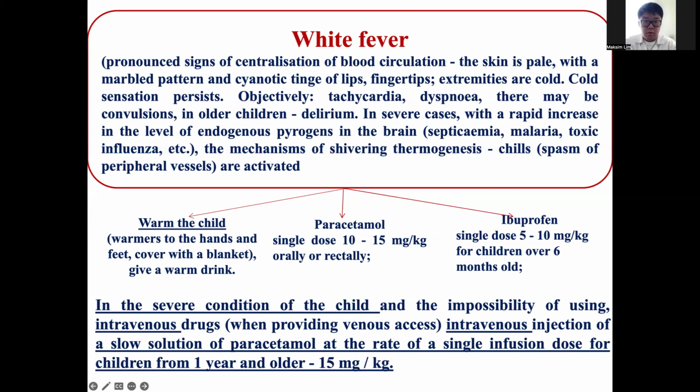In severe cases, with a rapid increase in the level of endogenous pyrogens in the brain, we need to warn the child to use paracetamol or ibuprofen, and in the severe condition of the child, with impossibility of using oral drugs, intravenous injection of a slow solution of paracetamol can be chosen.